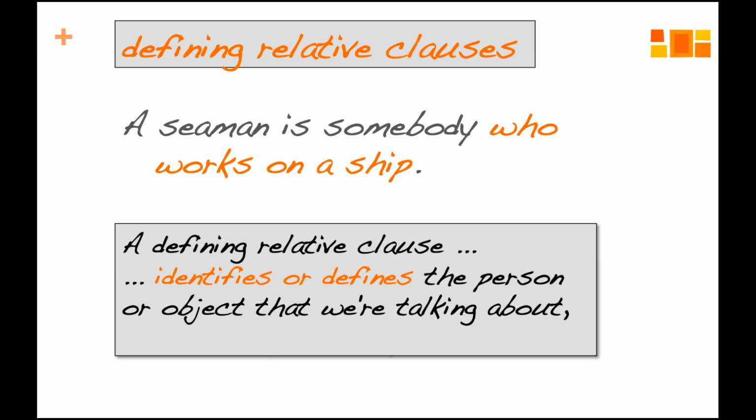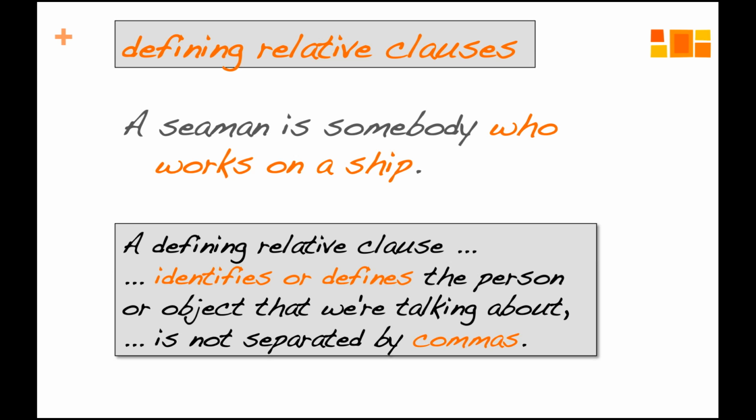A seaman is somebody who works on a ship. My relative clause here, who works on a ship, is needed for a definition of the seaman. If you leave it out, "a seaman is somebody", you've got nothing left over. It's essential information, and it is not separated by commas from the main clause.